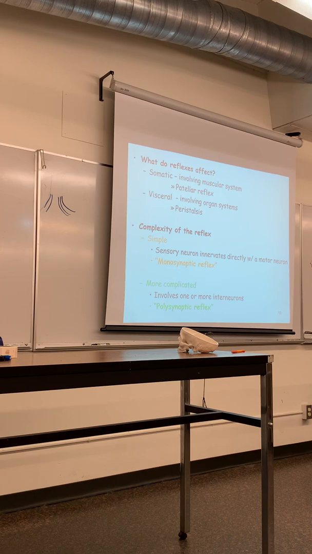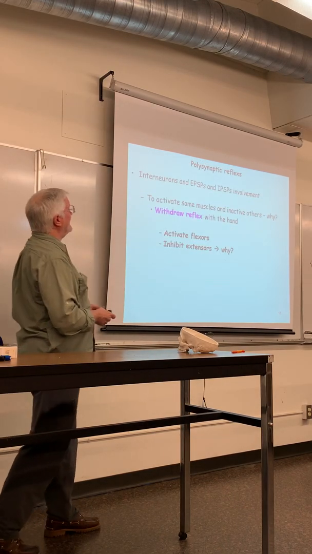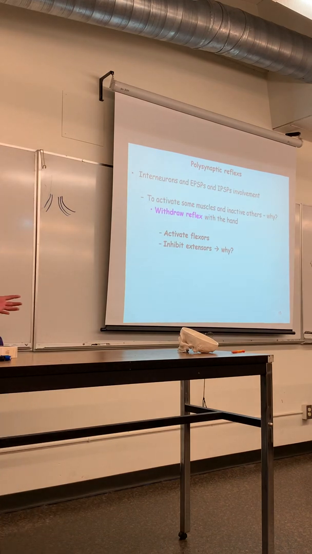But now we have the more complicated ones, right? And first, look at the name. They're called polysynaptic. What does poly mean? It means many. So there are probably many synapses involved in this pathway. So there's monosynaptic. Now we're looking at polysynaptic. It's called the withdrawal reflex, to pull your hand away from maybe a hot object.